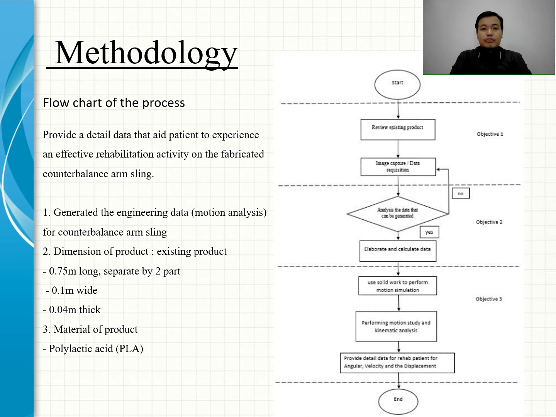The next slide is the flowchart of the process. From the figure, it shows the flow of the process while doing the PSM. It starts with reviewing the existing product. The dimensions of the existing product are 0.7 meter long, separated into two parts, 0.1 meter wide and 0.04 meter thick. I also learned how the product operates. I also got the data from the previous product about this rehabilitation assistive device, as stated in objective 1, to analyze the current mechanism with regard to arm rehabilitation products.